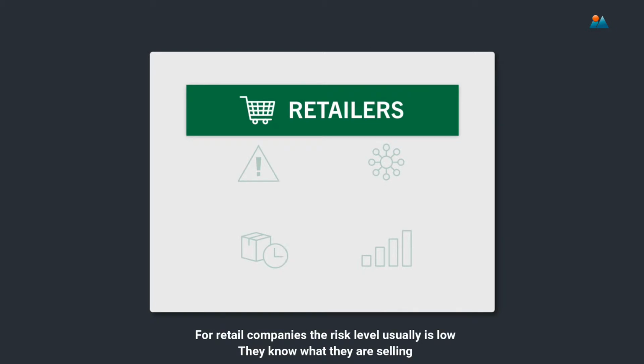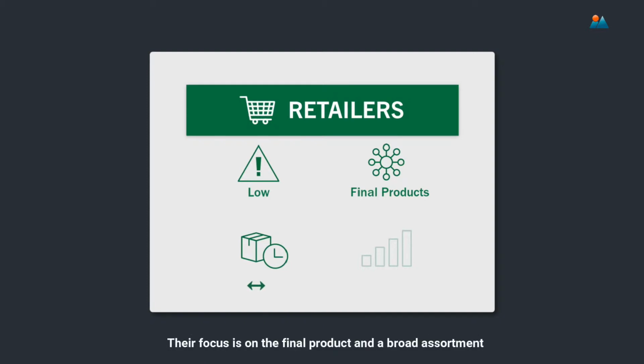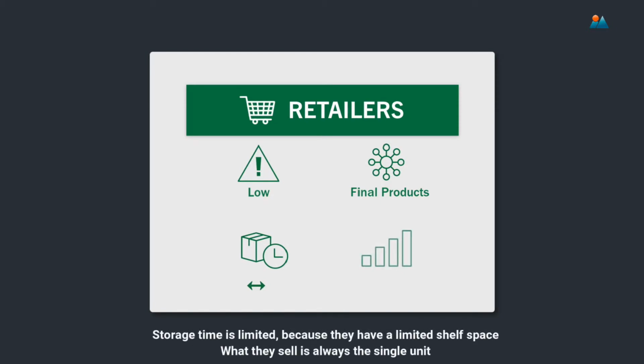For retail companies, the risk level is usually low. They know what they are selling. In general, retailers depend on high levels of sales and very short supplier delivery times to keep turnover rates as high as possible. Their focus is on the final product and a broad assortment. Storage time is limited because they have a limited shelf space. What they sell is always the single unit.